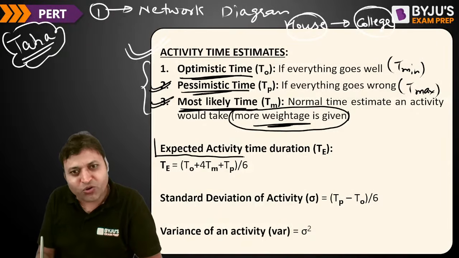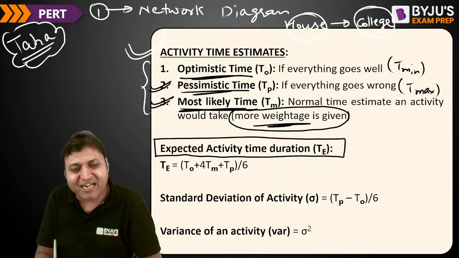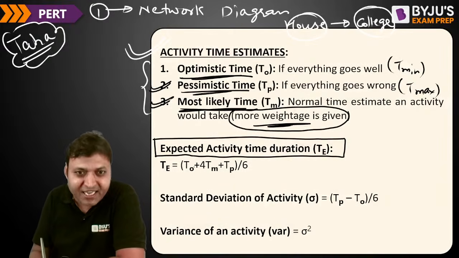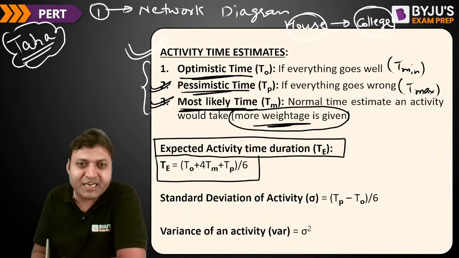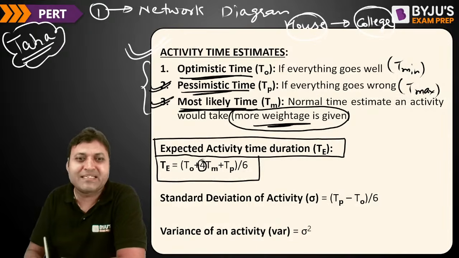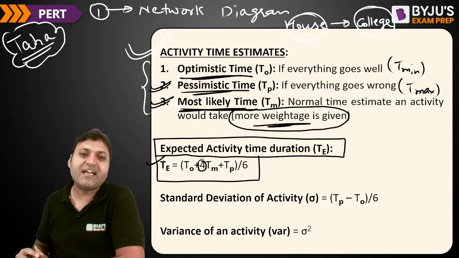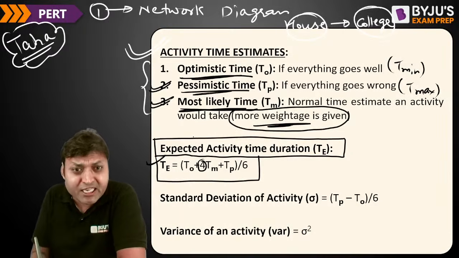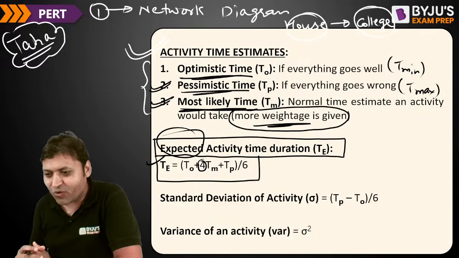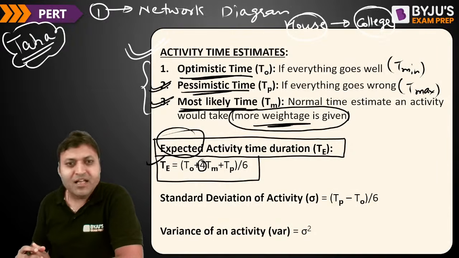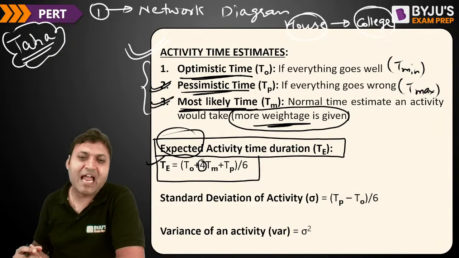This is how you can calculate the expected activity time duration, TE, which is calculated by (TO plus 4 TM plus TP) divided by 6. Here 4 is the weightage given to TM. That is the expected activity time. Why are we using the word expected? Because there is high uncertainty. That is why we are calculating the expected activity time duration.